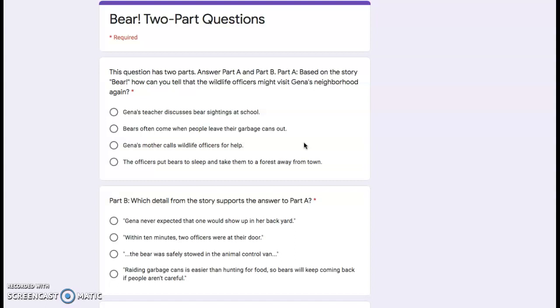The fact that officers catch the bear and put it in their van doesn't explain why they might have to come back again. However, D, the last one, raiding garbage cans is easier than hunting for food, so bears will keep coming back. That one sounds like it would be text evidence to support that the officers would be coming back to the neighborhood.